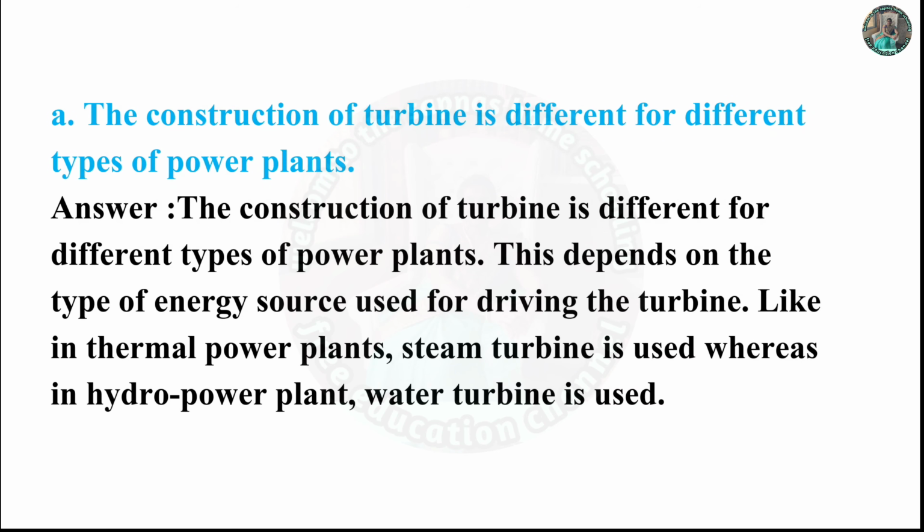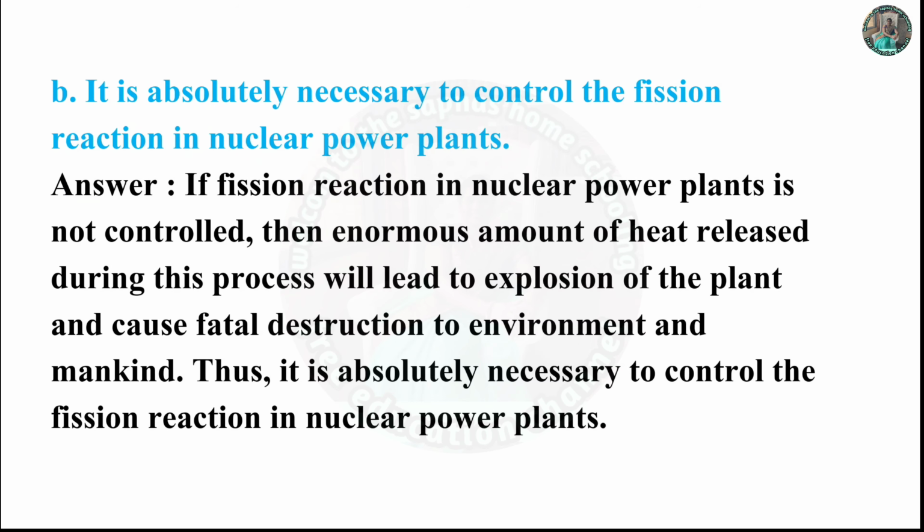Like in thermal power plants, a steam turbine is used, whereas in a hydropower plant, a water turbine is used. B. It is absolutely necessary to control the fission reaction in a nuclear power plant. Answer. If the fission reaction in a nuclear power plant is not controlled, then the enormous amount of heat released during this process will lead to explosion of the plant and cause fatal destruction to the environment and mankind. Thus, it is absolutely necessary to control the fission reaction in nuclear power plants.